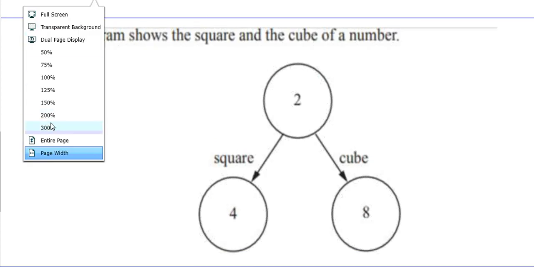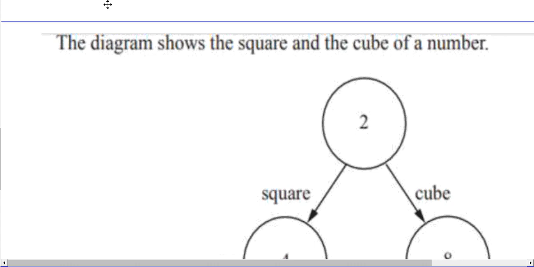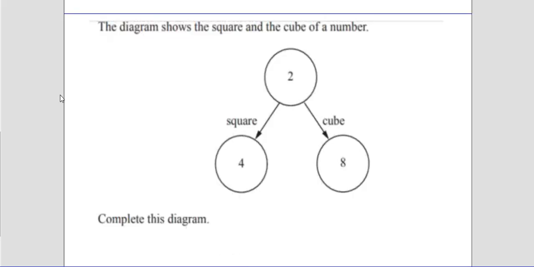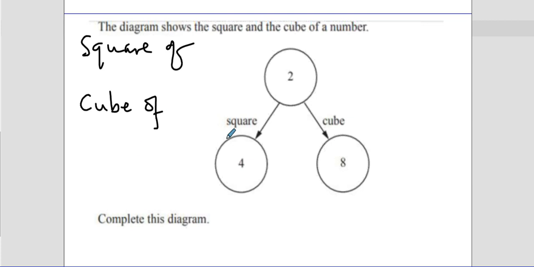let me try to make it look like, yes, right. The diagram shows the square and the cube of a number. I taught you all about the square of a number, and I taught you the cube of a number. Okay, now let us see.